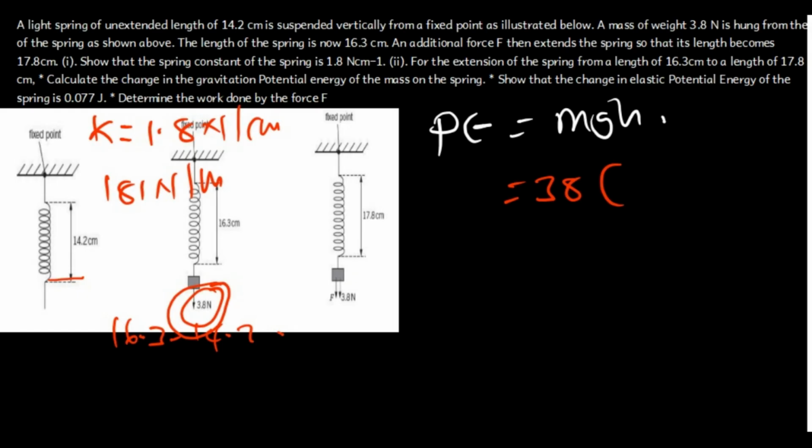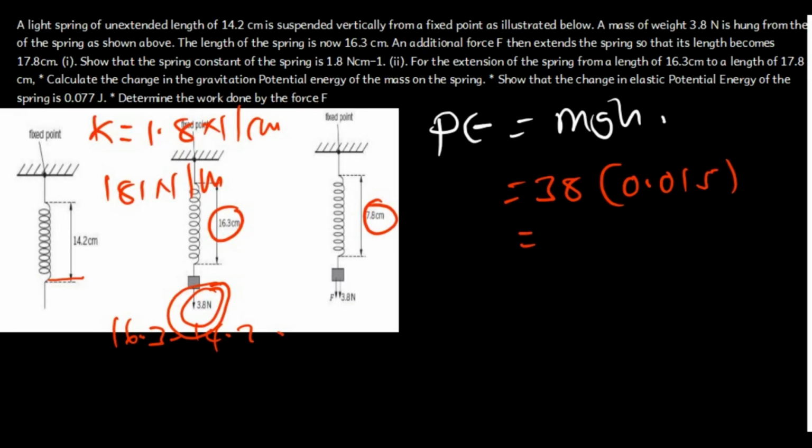Now this height, we need to understand there. The height they are asking for is from 16.3 all the way to 17.8, so we say 17.8 minus 16.3 for us to get the height. If I do that, we are getting 1.5. Now this 1.5 we need to convert into meters, so I divide it by 100. It's going to be 0.015.